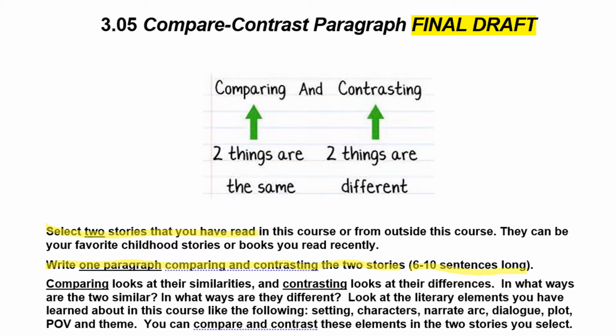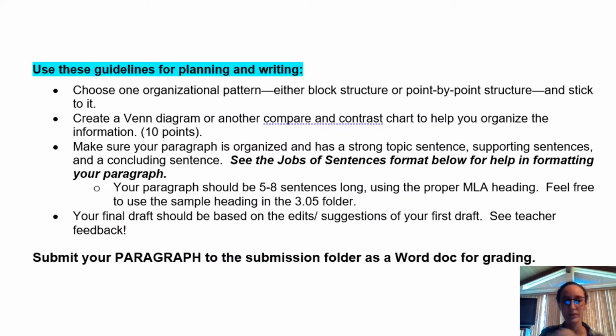Look at the literary elements you have learned about in this course, like the following: setting, characters, narrative arc, dialogue, plot, POV, which is point of view, and theme. Theme was the unit that we just wrapped up. You can compare and contrast these elements in the two stories you select. So use these guidelines for writing your paragraph.